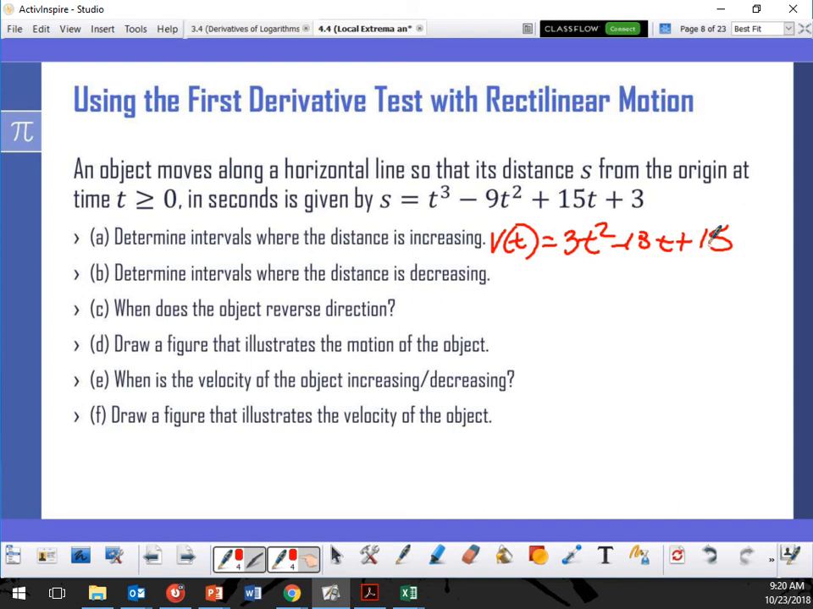So if I set it equal to 0, can I factor any of that? Yeah. Okay, you can factor out a 3. So v of t is equal to 3 times a quantity. So that's going to change this up, right? So it's going to be t squared minus 6t plus 5, right? So what are my factors going to be? -5 and -1, right? Okay.